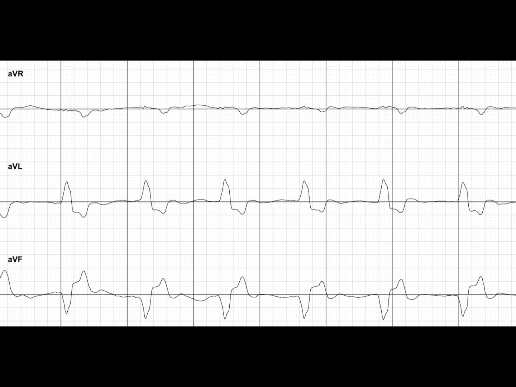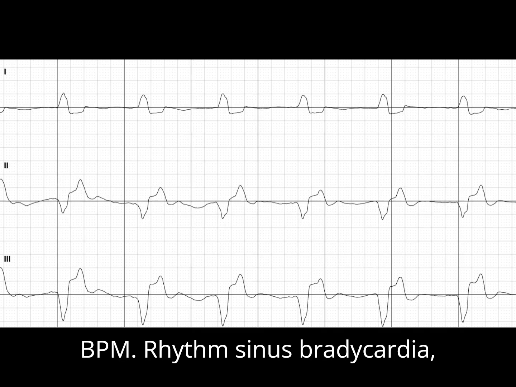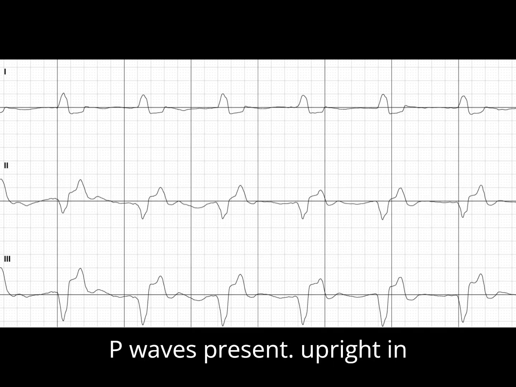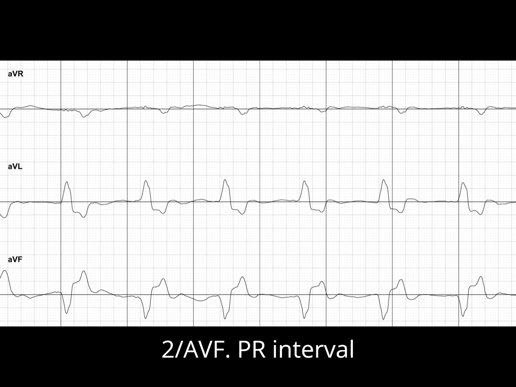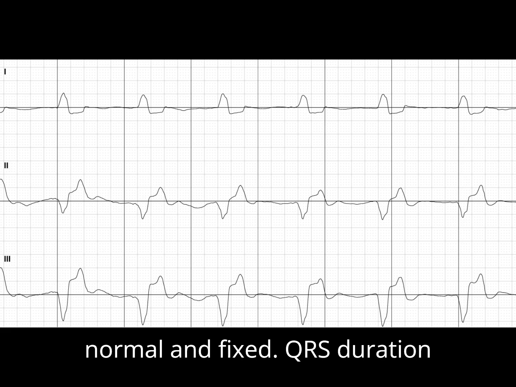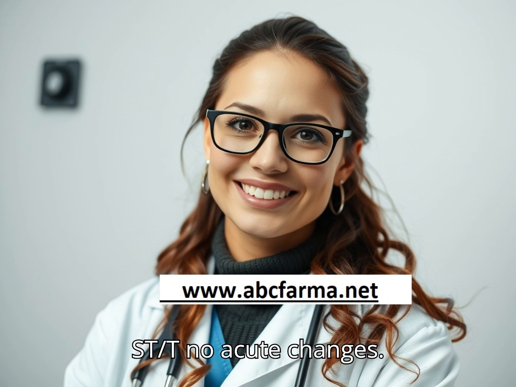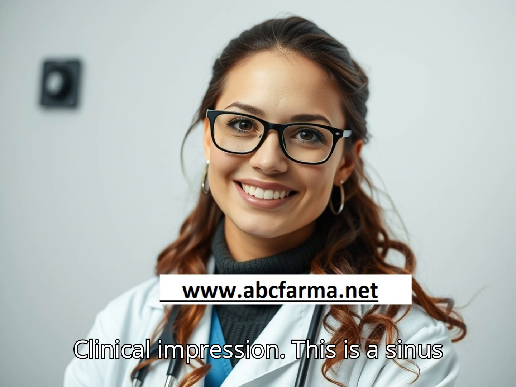Interpretation summary. Parameter, finding. Rate, 50 BPM. Rhythm, sinus bradycardia. P waves present, upright in II/aVF. PR interval normal and fixed. QRS duration narrow. QRS axis normal to borderline left axis. ST/T, no acute changes.